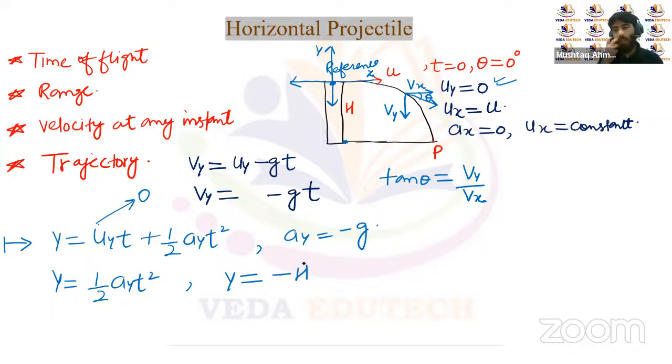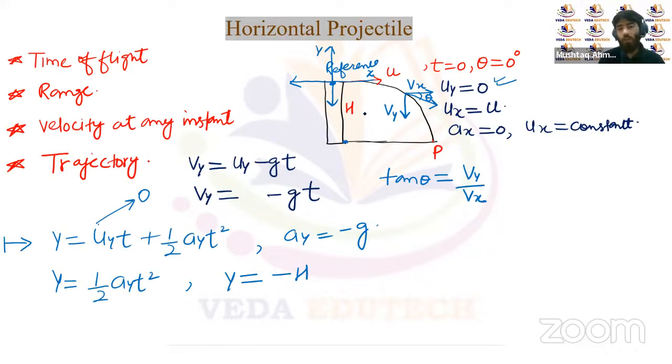Why did we take it minus h? Because the reference has been taken on the top of the tower, and the distance measured below this origin will be taken as negative. So h is below the horizontal line, so it will be taken as negative, right? So it depends upon the reference. We have chosen a reference to be at the top of the tower. So that's why we're taking y is equal to minus h.